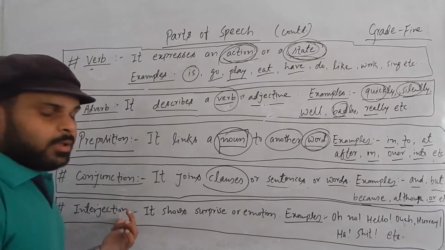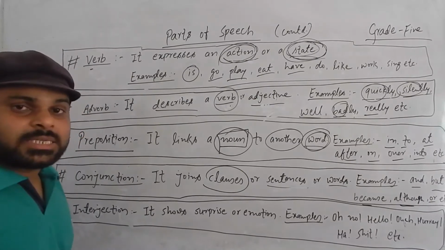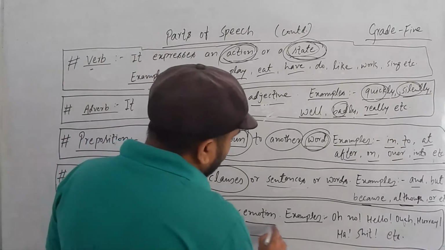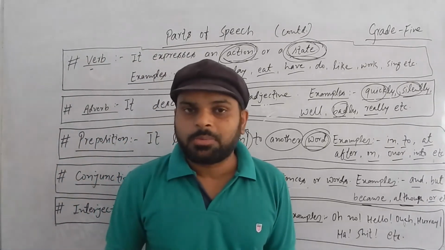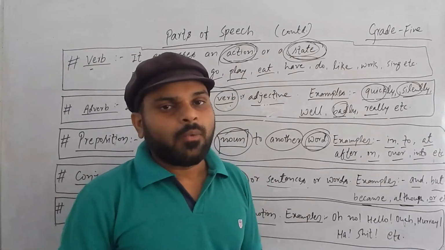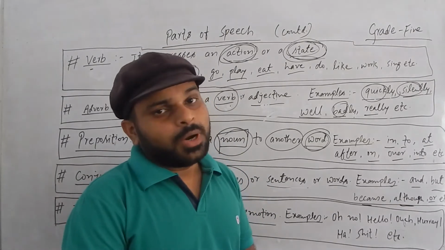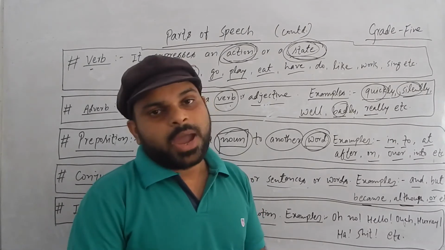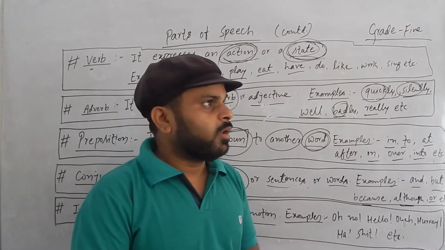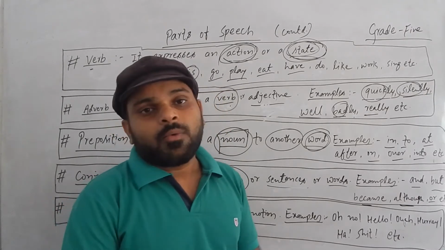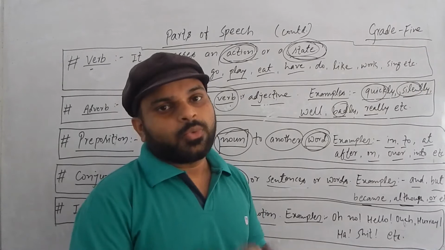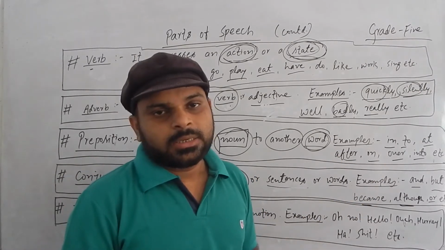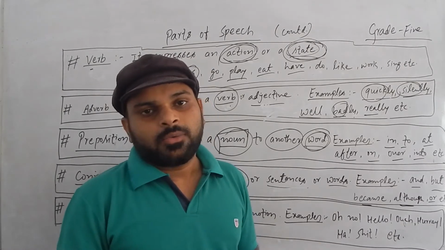Interjection. Interjection is the last section of parts of speech. It shows surprise or emotion. How? What are the words? When you are very happy, when you win a match, when you feel pain, what are the words you use? Hooray, ouch, oh no, alas. When you feel sorry.